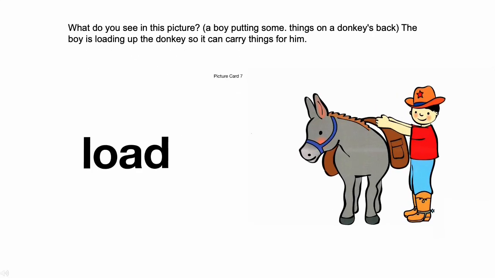What do you see in this picture? A boy putting some things on a donkey's back? The boy is loading up the donkey so it can carry things for him. So let's say load together. Load.